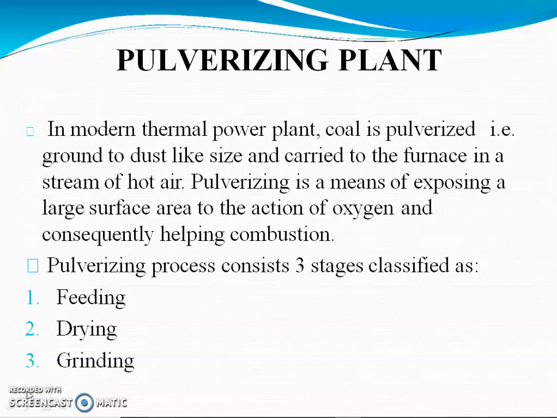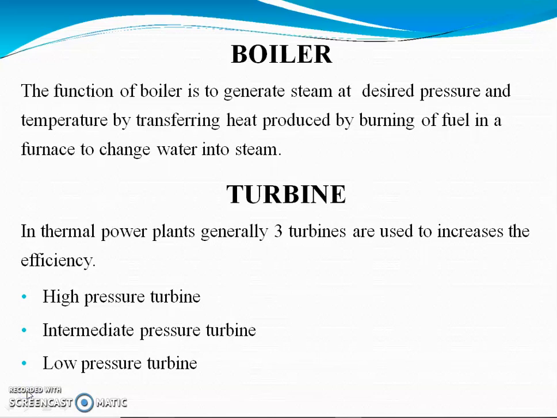In a modern thermal power plant, coal is pulverized, that is, ground to dust-like size and carried to the furnace in a stream of hot air. Pulverizing is a means of exposing a large surface area to the action of oxygen and consequently helping combustion. The pulverizing process consists of 3 stages that are classified as feeding, drying, and grinding. Now we will see the function of boiler and turbine. The function of the boiler is to generate steam at desired pressure and temperature by transferring heat produced by burning of fuel in a furnace to change water into steam.